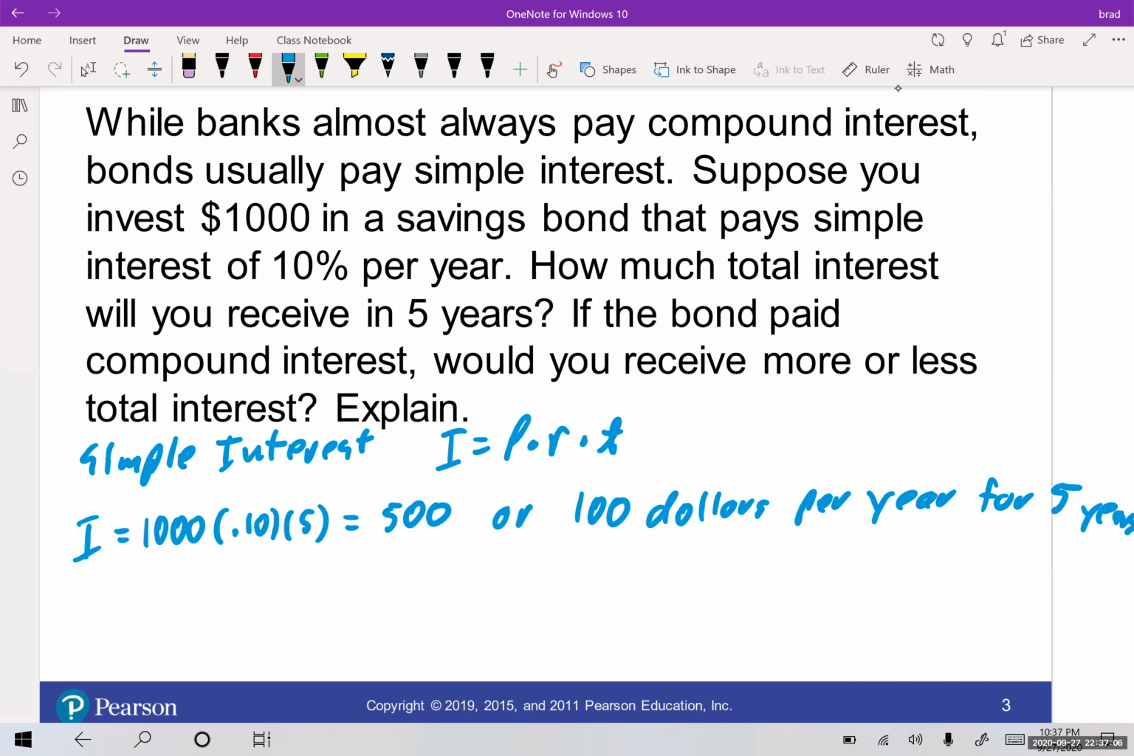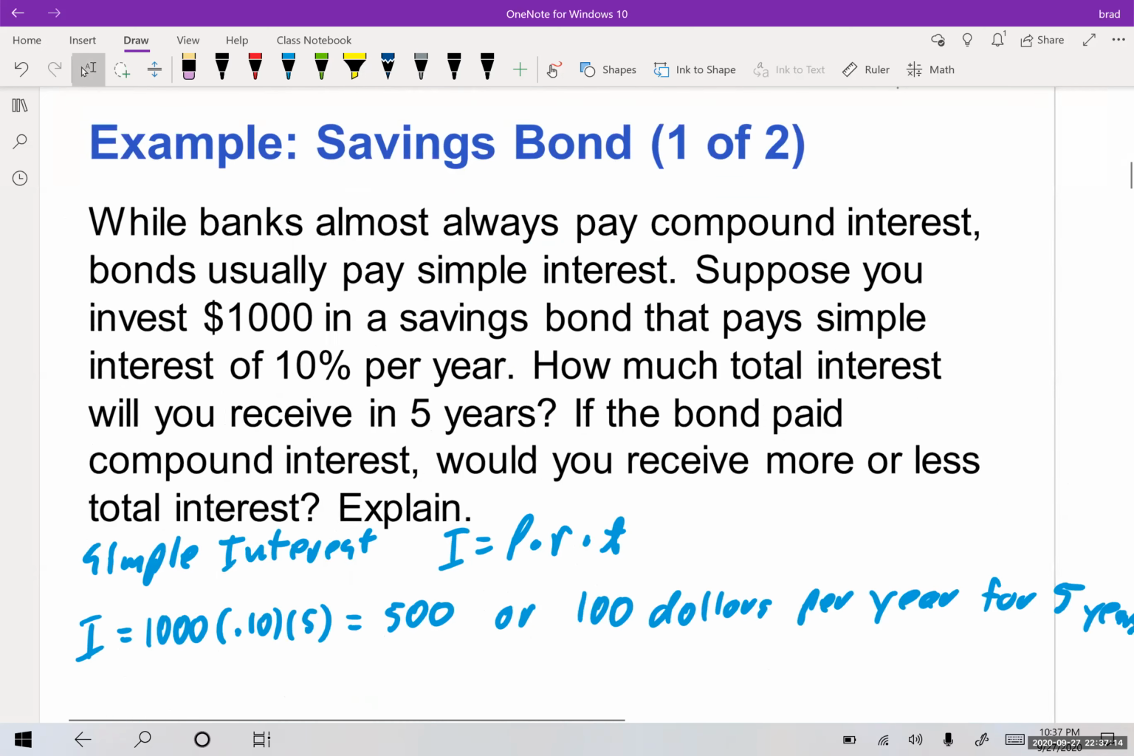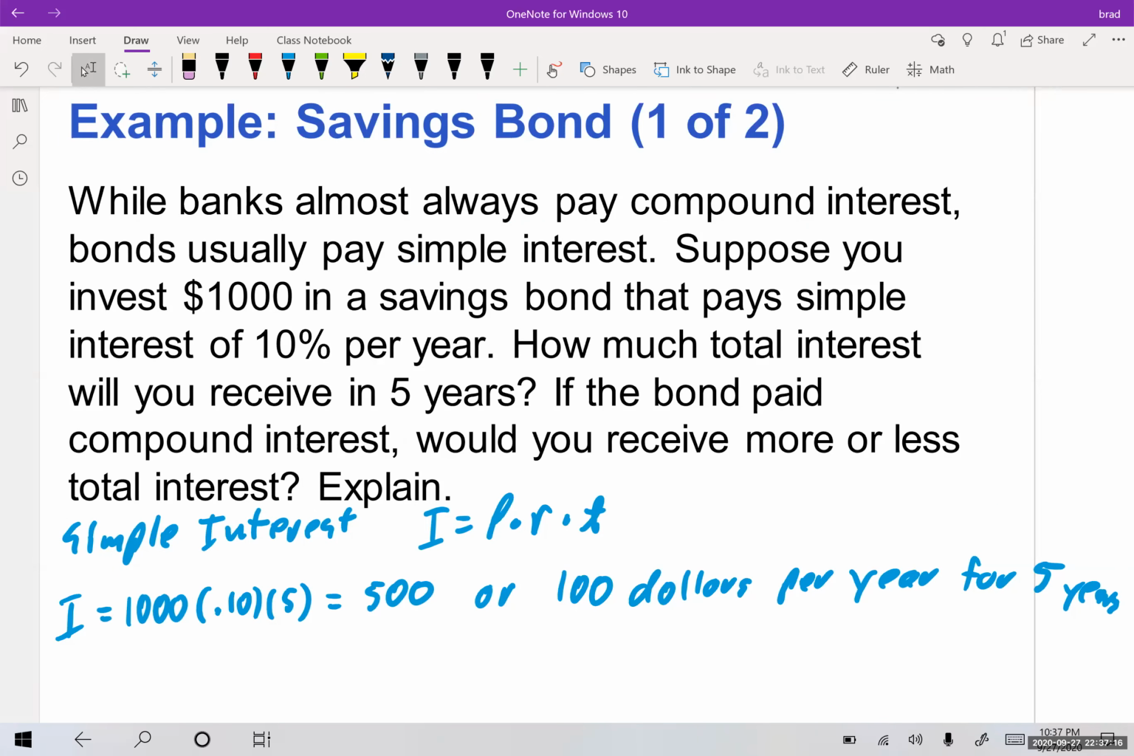Now, let's say that instead of doing simple interest, it says, what if the bond paid compound interest? Let me make sure I'm on the right page here. So once again, we get $500 for the full 5 years, or we could think about it as $100 per year for 1 year.